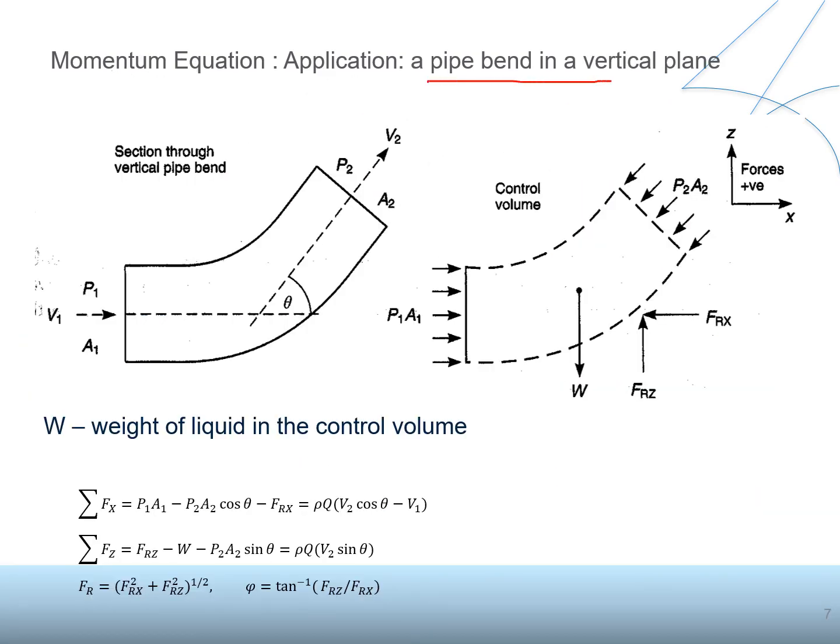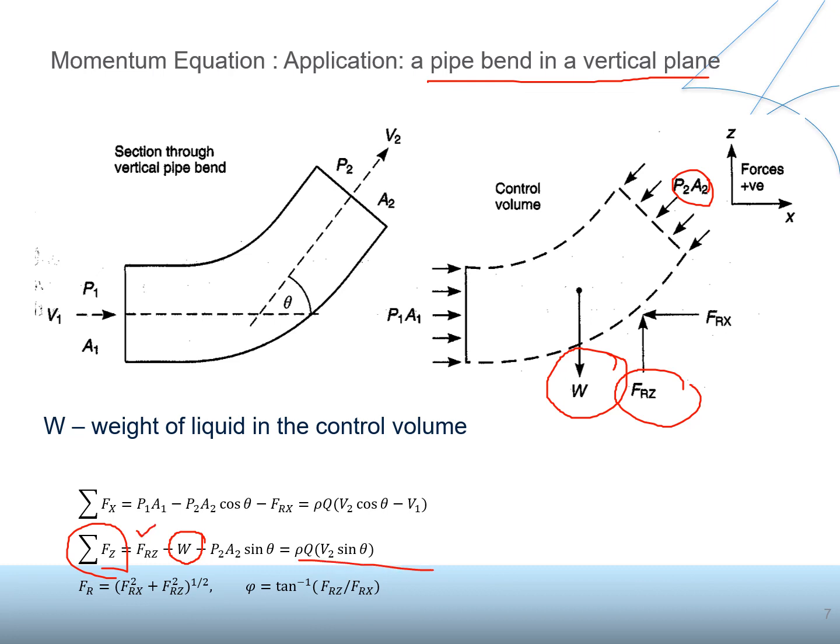Now when a pipe is in a vertical bend, in vertical bend we also need to add the weight component. Other than that it is the same, but in y direction you will have this weight component as well. So in y direction or z direction, which is the vertical direction, when you make the summation of forces, one is this pressure force P2A2 sine theta, and the weight component which is acting downward, so negative, and this reaction which is acting upward, positive, right?